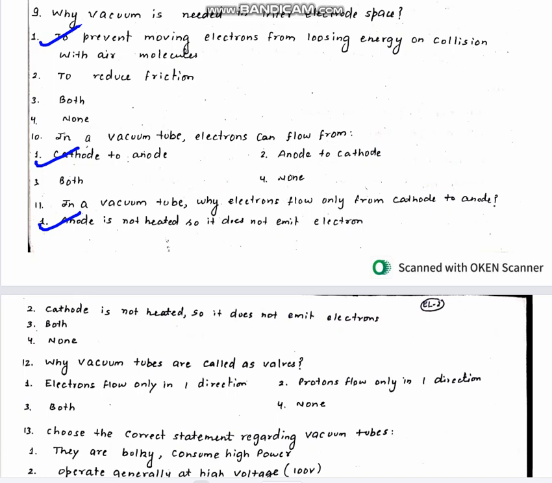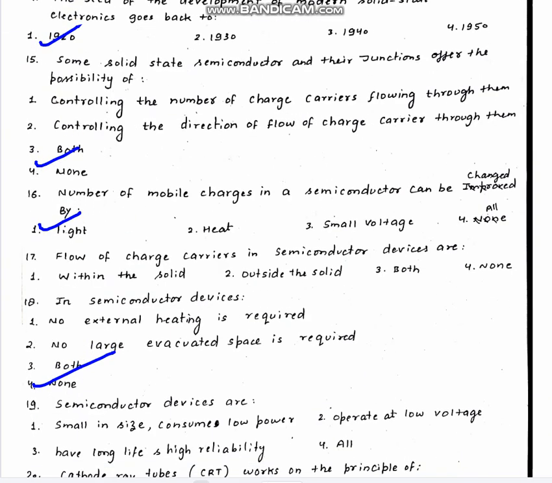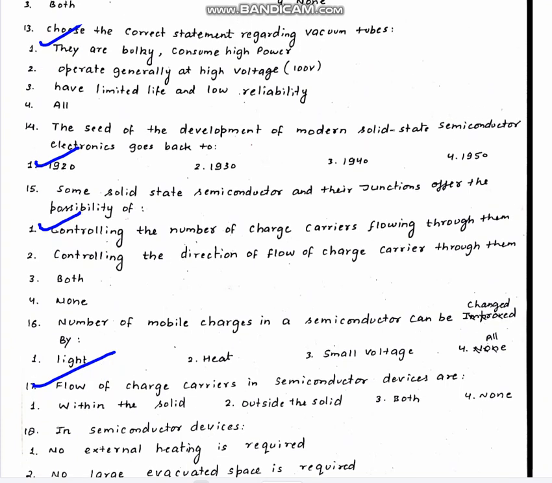Next is why vacuum tubes are also called valves. Obviously because electrons flow only in one direction. Then we have: choose the correct statement regarding vacuum tubes. They are bulky, consume high power. This is correct. Operate at high voltage, also correct. Have limited life, also correct. So all are correct. So fourth will be correct over here.